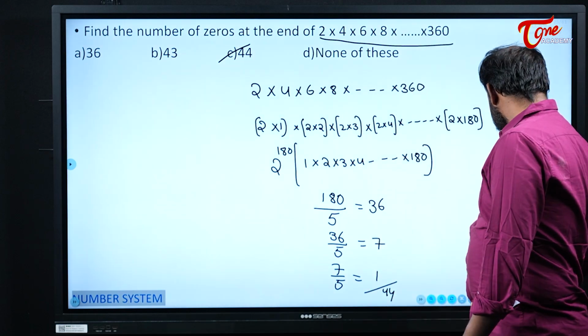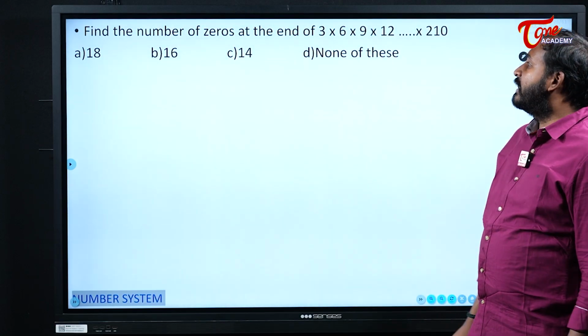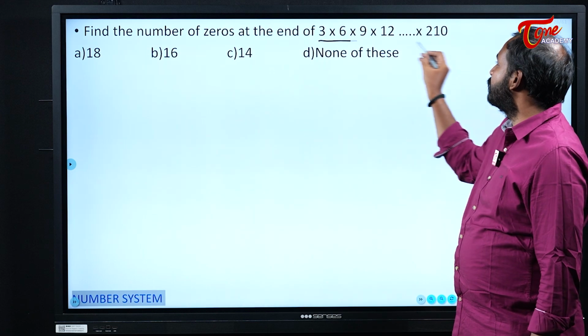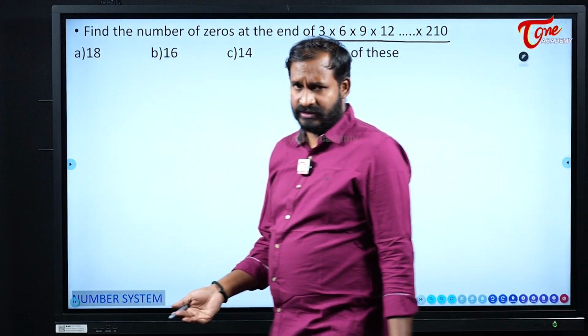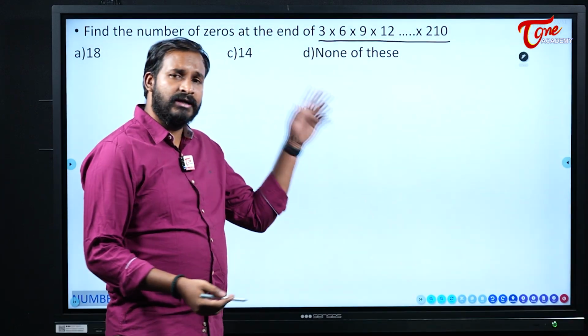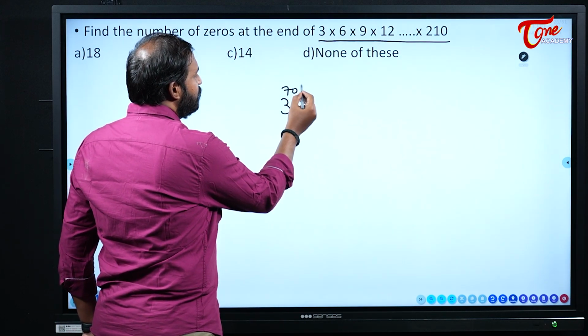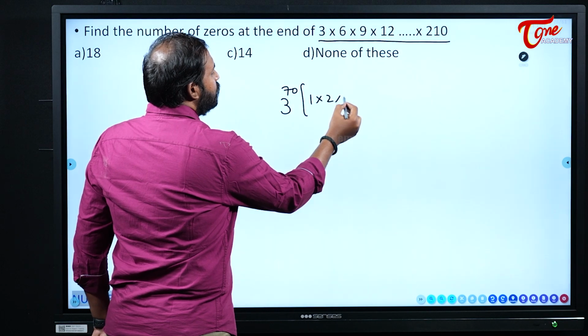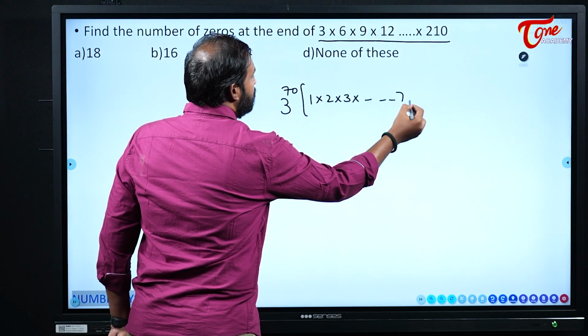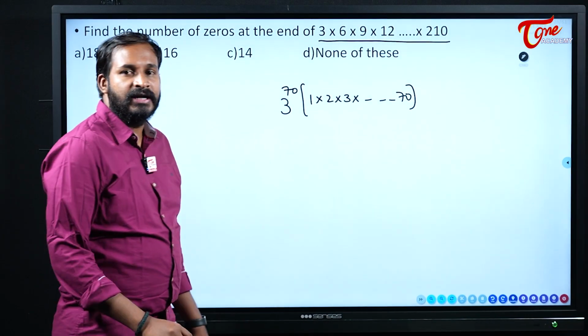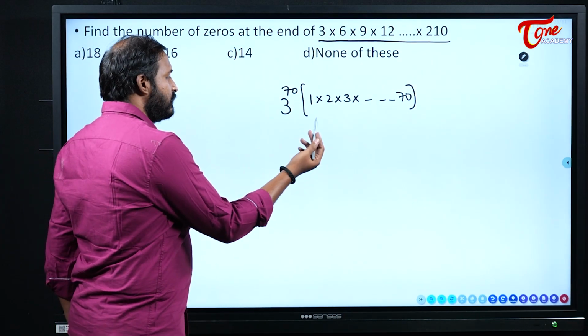Okay. Next one. Find the number of zeros at the end of 3 into 6 into 9. What are these? Multiples of 3. How did we do it in the previous one? The same thing here. So what will you get here? 3 to the power of 70 if you take common. 1 into 2 into 3 into 4 up to 70 you get. So you need to find the 70 factorial's number of zeros.